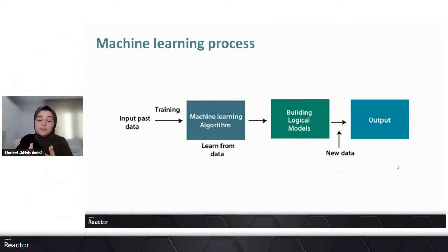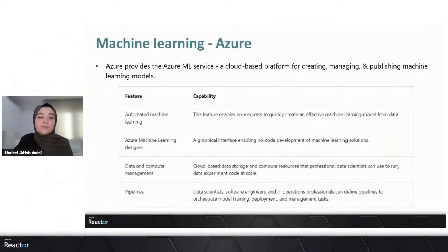So you have the data, you collect the data, you start by processing the data, you select the machine learning algorithm, and it will be trained. After you train your model, you will be able to build the model, and then you start testing it by adding new data to it, and based on that, it will give you the result or the output that you have.